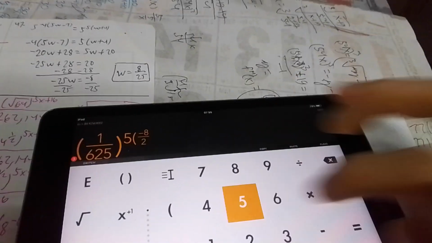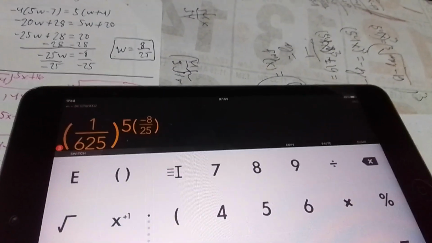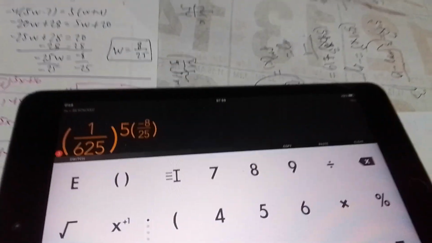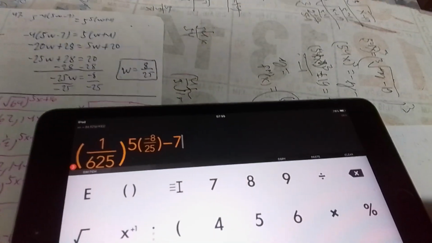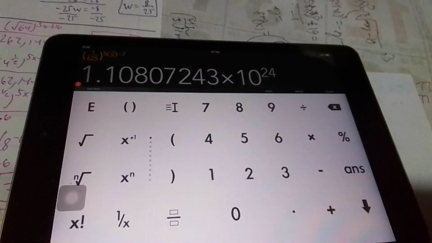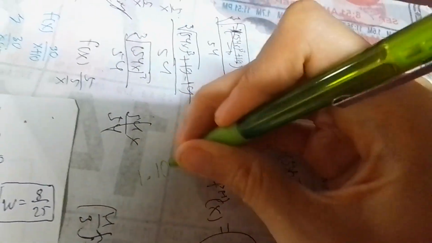Negative 8 over 25 is equivalent to, remember, 5 over 25, they simplify. So therefore, that becomes 8 divided by negative 5, then minus 7. Right? And then it's equivalent. So what's the answer that we get here? We have 1.10 something. So let's just write it down: 1.10807 something. That is the answer that we're supposed to get.